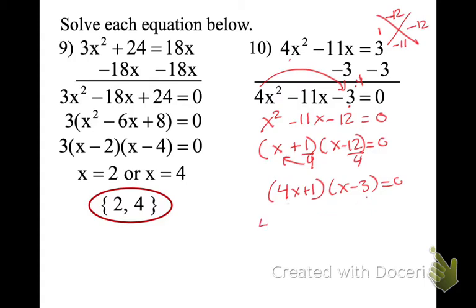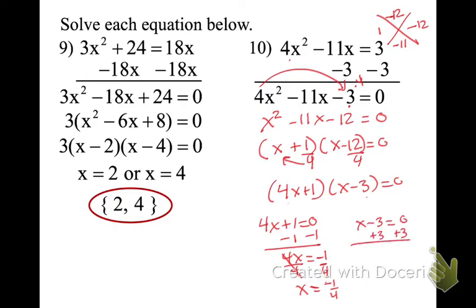I'm going to set this one, 4x plus 1 equals 0, subtract 1. 4x equals negative 1, divide by 4. And x equals negative 1 over 4. And x minus 3 equals 0, add 3, x equals 3. So x equals negative 1 over 4 and x equals 3. Those are my solutions. Negative 1/4 and 3. We always put them in a solution set.